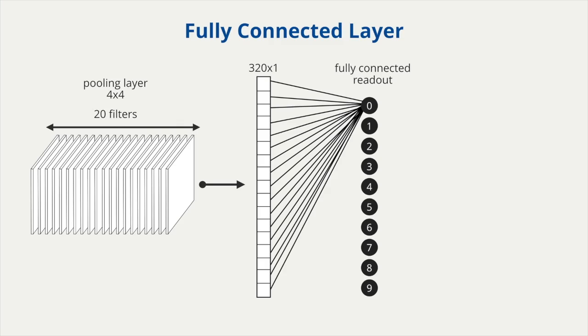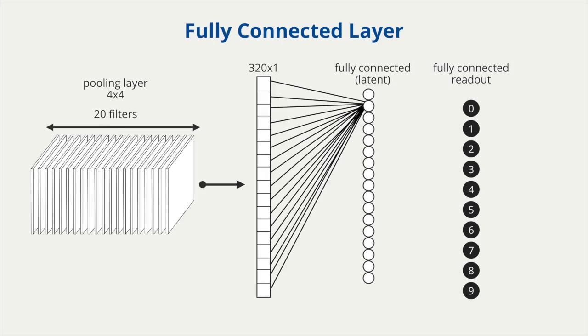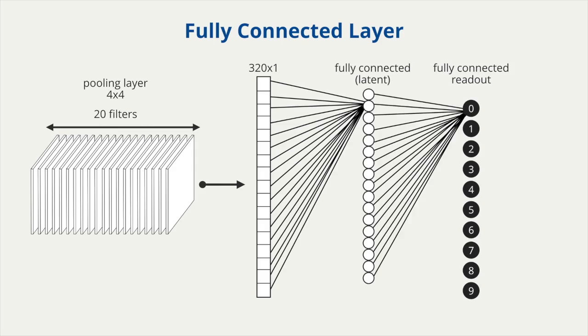Just like in the multi-layer perceptron, you can also have multiple layers of fully connected neurons. So in this case, I'm showing an intermediate latent or hidden layer of neurons that are connected to the upstream elements in this pooling layer. And then the fully connected class readout neurons are fully connected to that latent layer, and that provides some degree of meta-feature representations that can help for these classification problems.